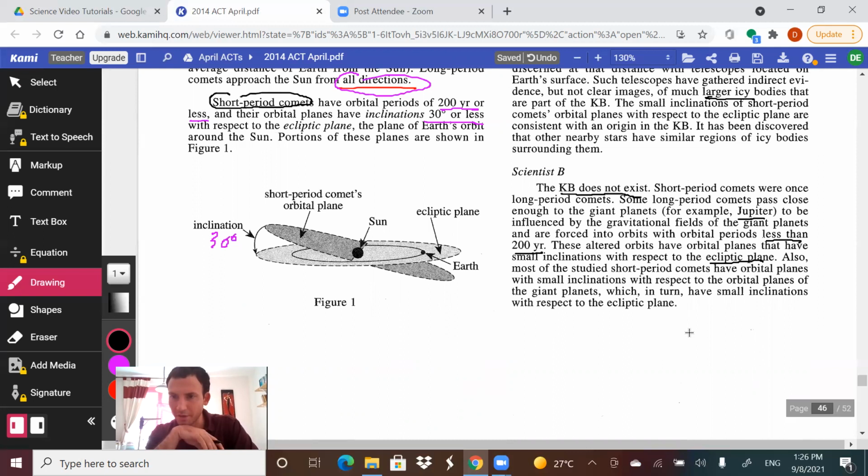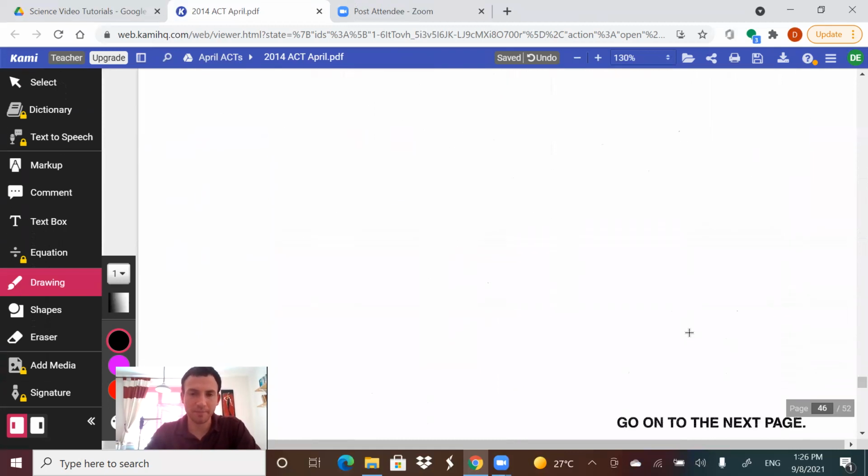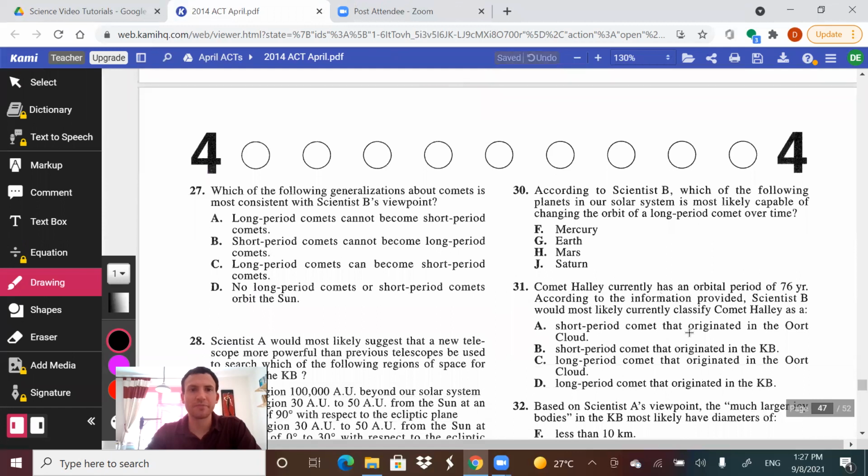Also, most of the studied short period comets have orbital planes with small inclinations with respect to the orbital planes of the giant planets, which in turn have small inclinations with respect to the ecliptic plane. So essentially, none of these planets nor the comets vary much with the ecliptic plane. Okay, let's go to the questions.